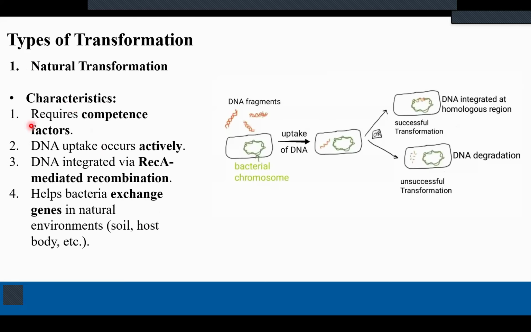In natural transformation, the cell has the following characteristics. They need competence factors, they take up the DNA actively, and the recombination is mediated by RecA protein, which is a single stranded binding protein that is going to help in recombination. So here we can see the pieces of DNA that are present outside, naked DNA, are entering into the cell, and then they can be integrated and then undergo recombination.